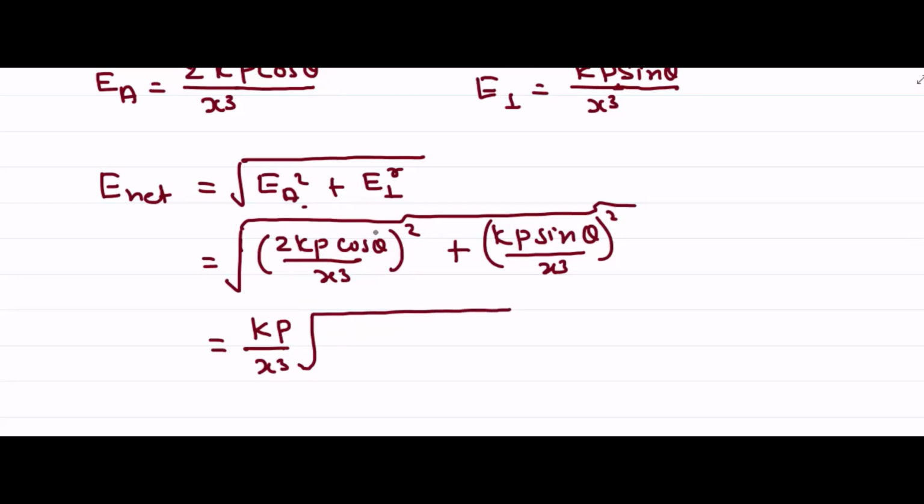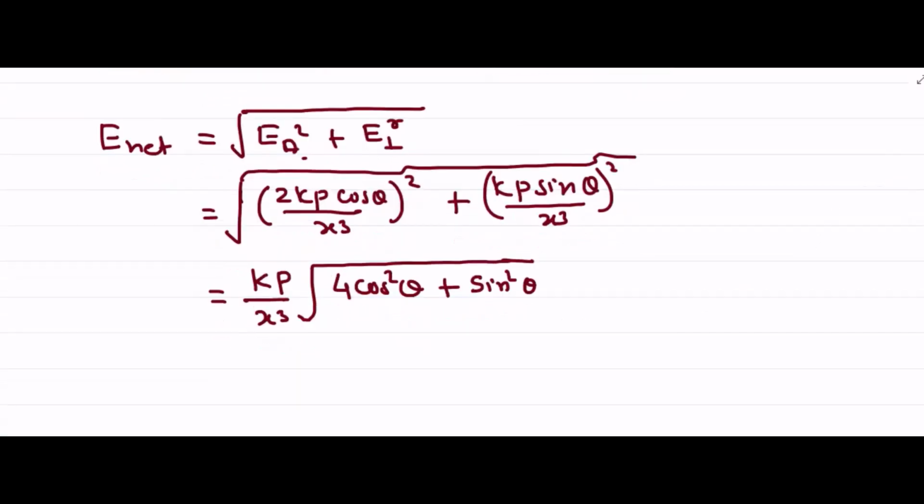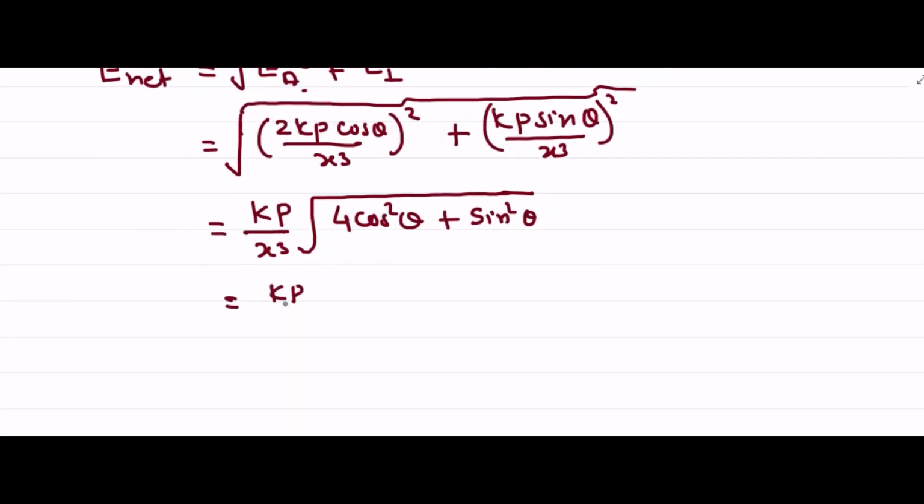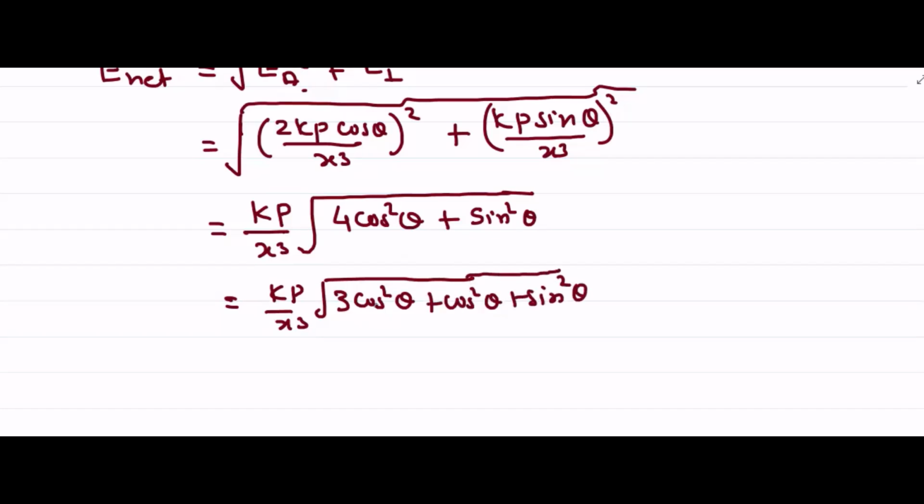Therefore I'll be left with 2 square, that is 4 cos square theta, plus here I will have sine square theta, and that will be equal to kp upon x cube square root of, now I can write this as 3 cos square theta plus cos square theta plus sine square theta. So I have broken the 4 cos square theta into 3 cos square theta plus cos square theta. This will give me kp upon x cube into square root of 3 cos square theta plus 1.